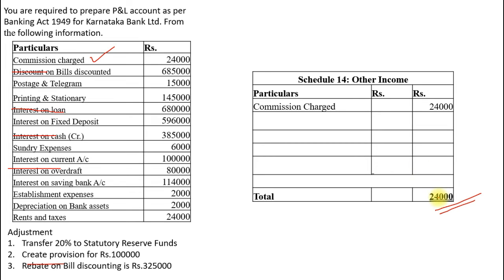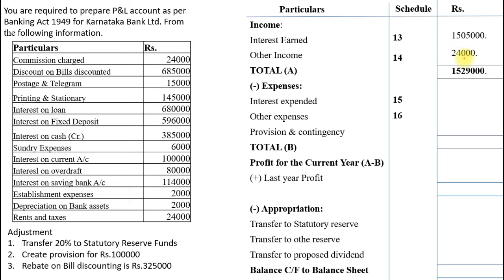So now this thing we have to post in our actual format. So other income, we will write 24,000. We add up 15 lakh 5,000 plus 24,000. We'll get 15 lakh 29,000 rupees. That's my first part, Part A, that is of income. We have completed the income part.